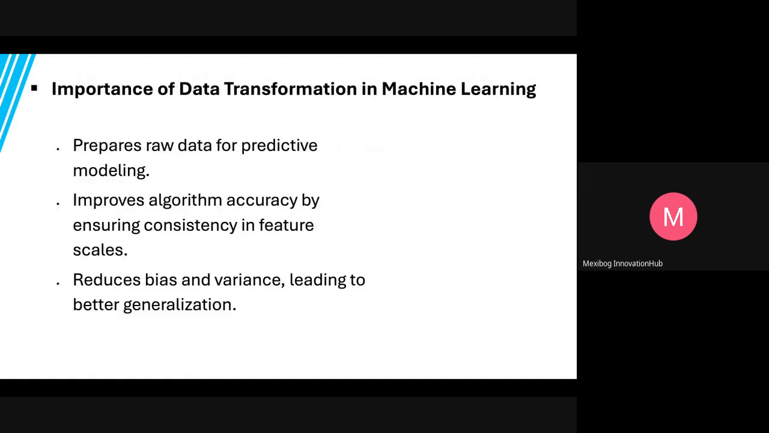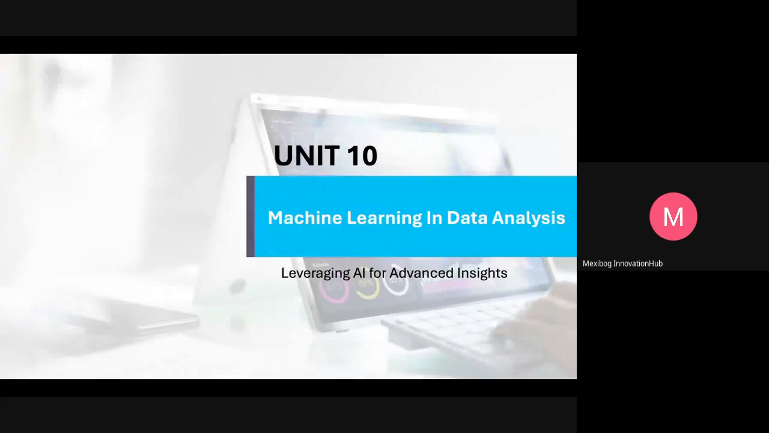What is the importance of data transformation in machine learning? It prepares raw data for predictive modeling. It improves algorithm accuracy by ensuring consistency in feature scales. It reduces bias and variance, leading to better generalization.